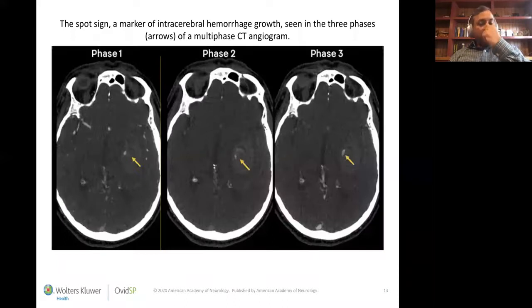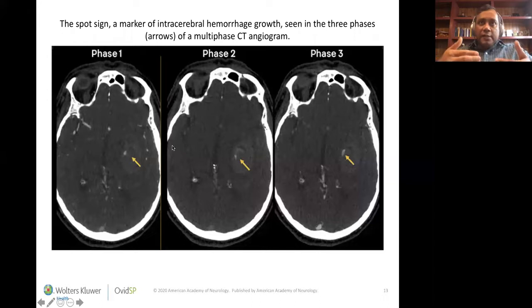So here's the spot sign in a patient with intracerebral hemorrhage. Now look at the yellow arrows here. So that's where the hemorrhage is. And then you see this bright contrast extravasation, that's the spot sign. This is a multiphase CT angiogram. So it is time resolved, which means that the first scan of the CT head is done, and then low radiation second and third acquisitions are repeated. And so we see the spot sign in all three phases.